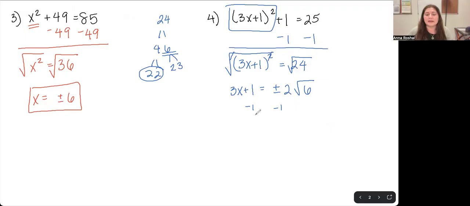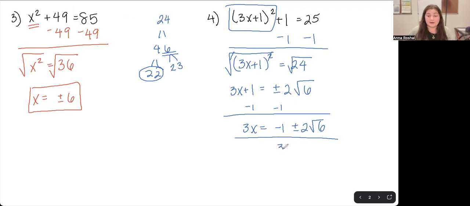Then I need to go in and subtract 1 from both sides. So I'm left with 3x equals negative 1 plus or minus 2 root 6. And then I need to divide by 3 on both sides. So x is equal to negative 1 plus or minus 2 root 6 over 3.